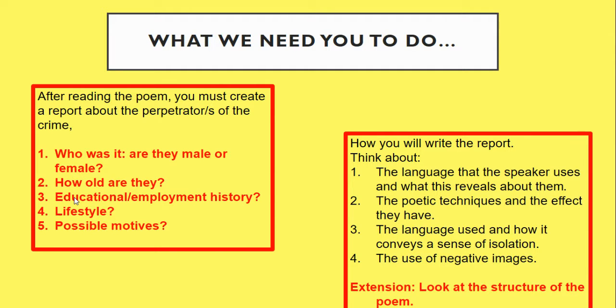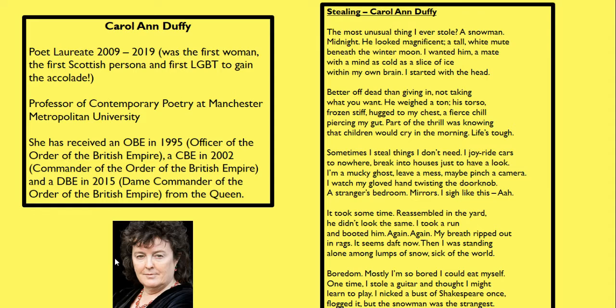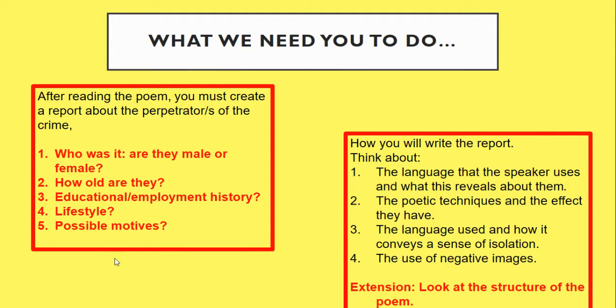Furthermore, you'll look at the language that is being used. So in that quotation, what language has been used and how does it convey a sense of isolation? So being on your own, feeling abandoned, feeling lost, and maybe like an outsider. And then look at the negative images, the word images that are created in the poem. And if you want an extension, you can look at the structure of the poem.